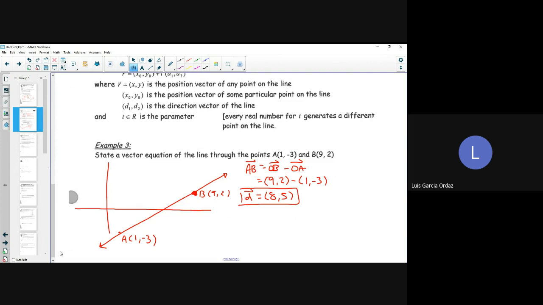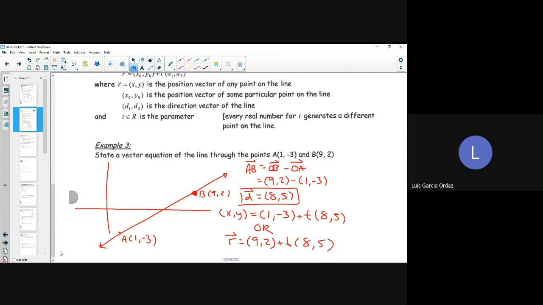So I'm going to have two equations. I have my direction vector, (d1, d2), and I can come up with a vector equation. So one of them is going to be (x, y) using the point A: (x, y) = (1, -3) + t(8, 5). Or we can write (x, y) as vector r, using the point B: r = (9, 2) + t(8, 5). So these are vector equations.